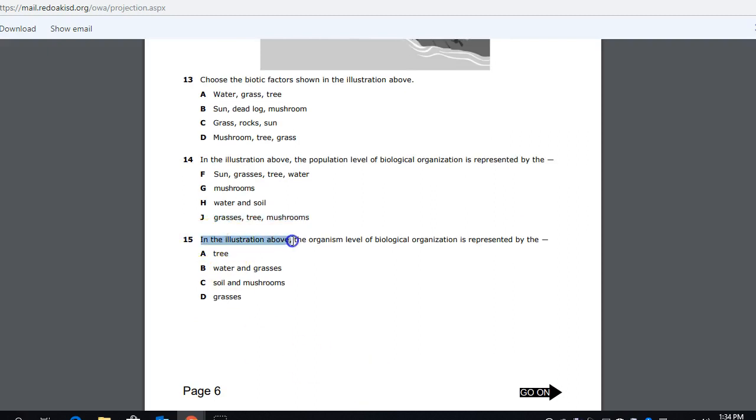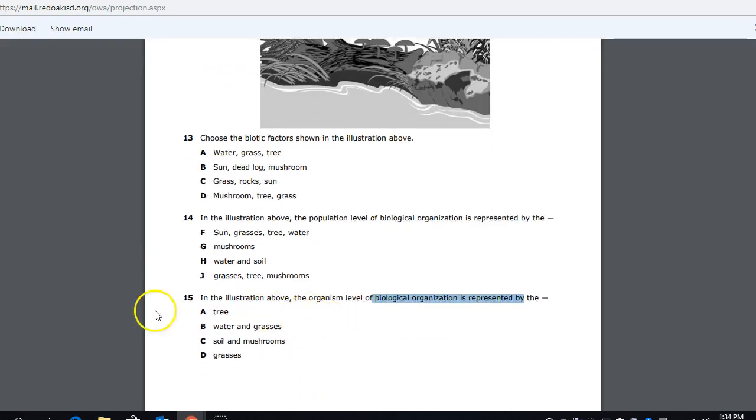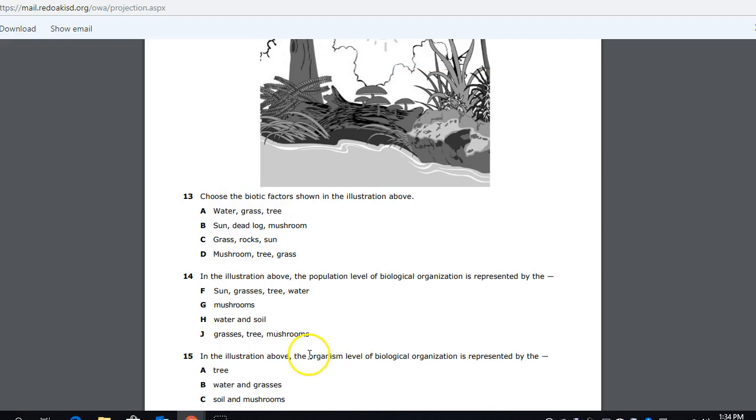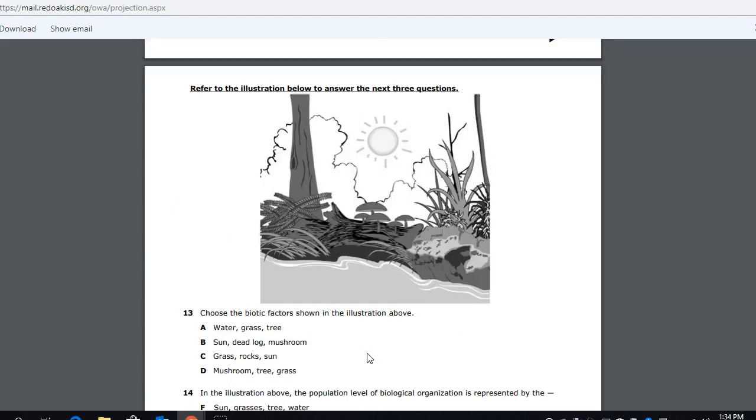15. In the illustration above, the organism level of biological organization is represented by the what? Is it the tree, the water and grasses, the soil and mushrooms, or D, grasses? Remember, we are looking for the organism level.